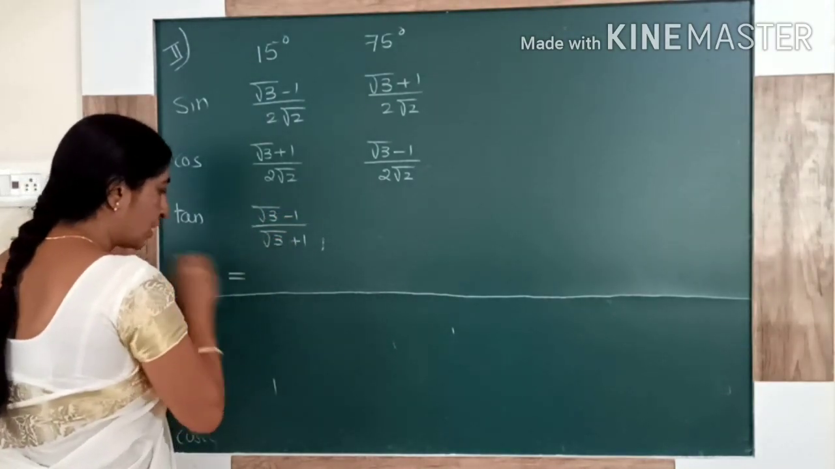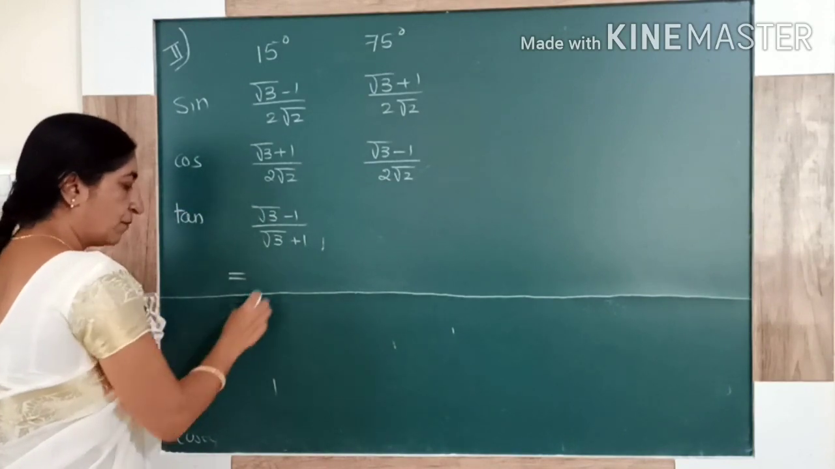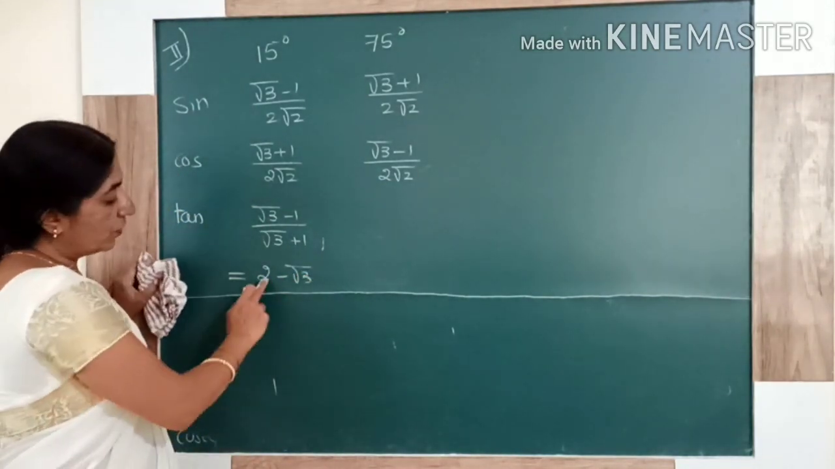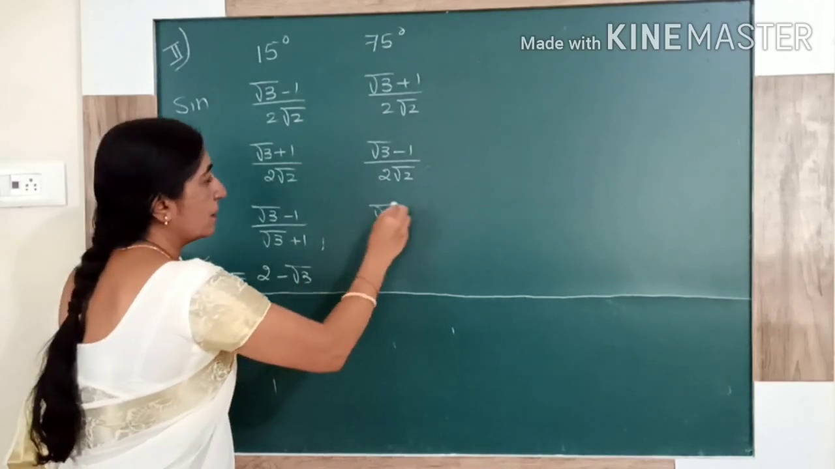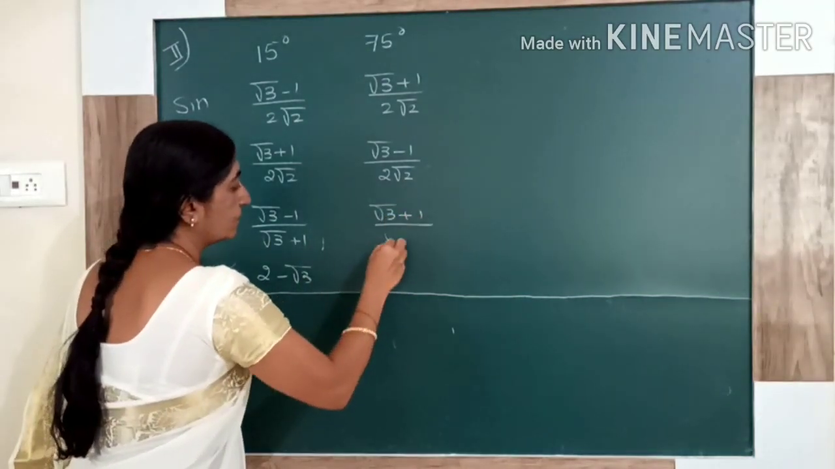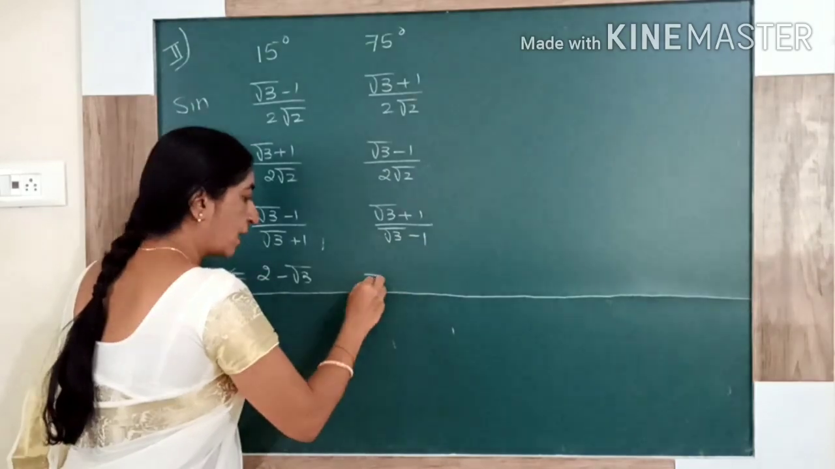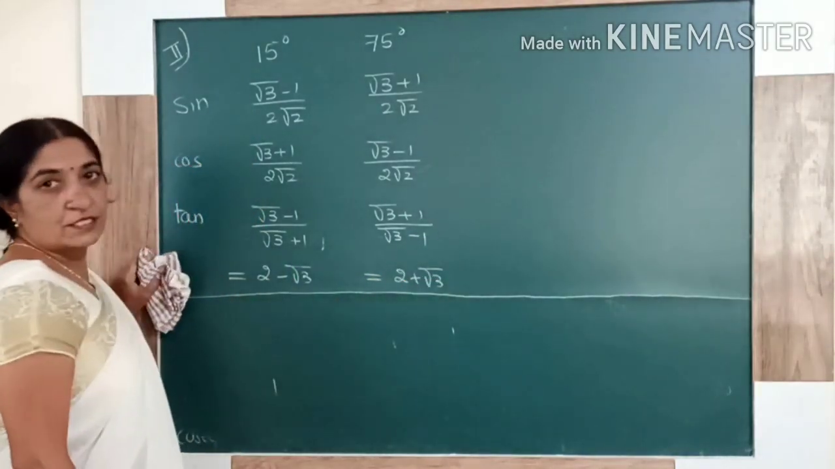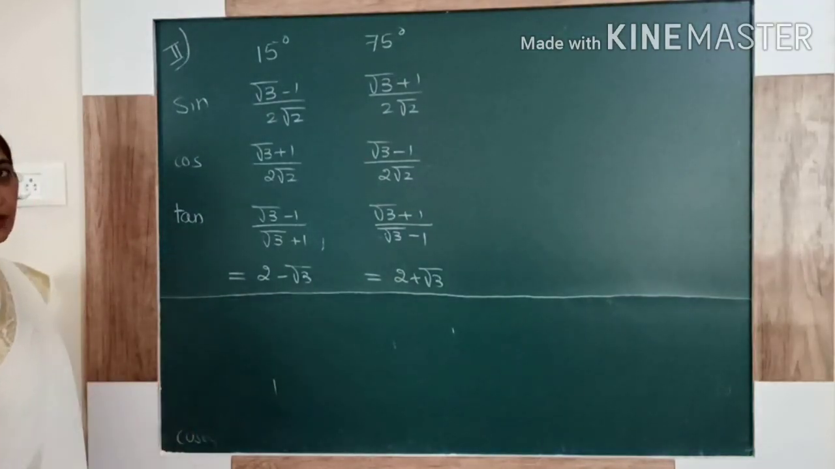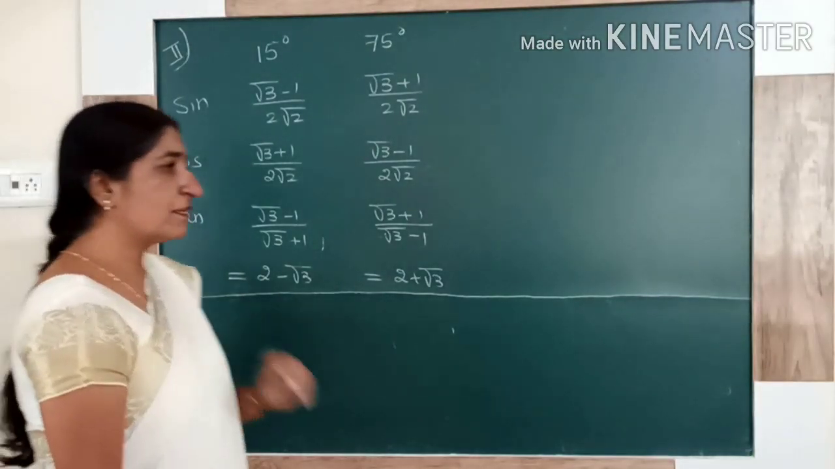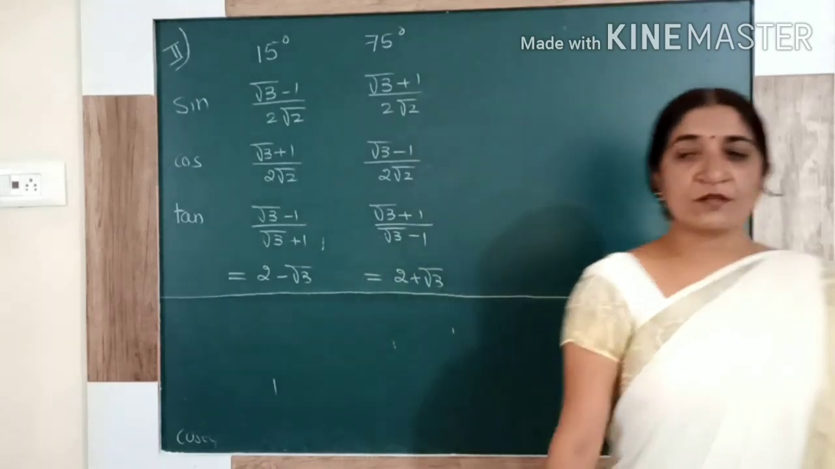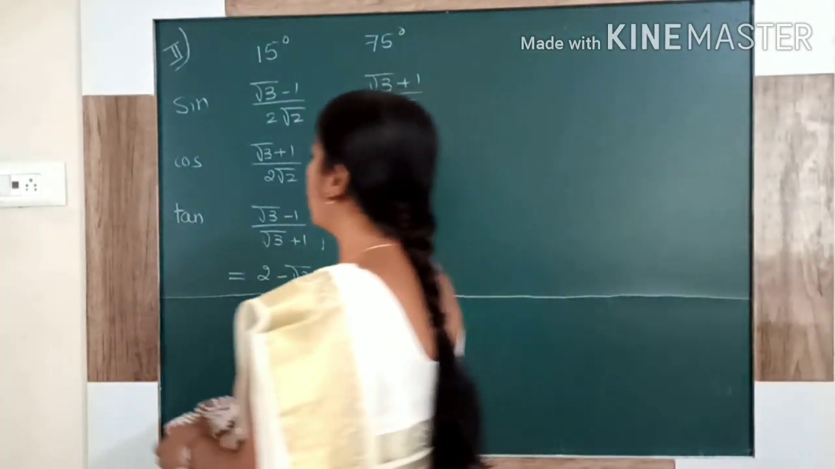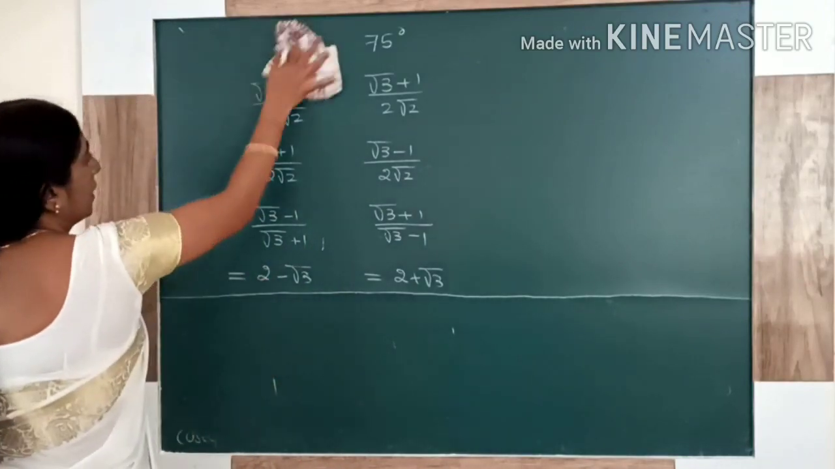Or if you rationalize, depending on the sum, you can use this value also. When you rationalize, you will get 2 minus root 3 and this value, again you can write this as 2 plus root 3. So this is the second standard value. Now I am giving you the third. Third is very important. It is not only helping in the trigonometry, it is helping in the other chapters also. So see the third one carefully.